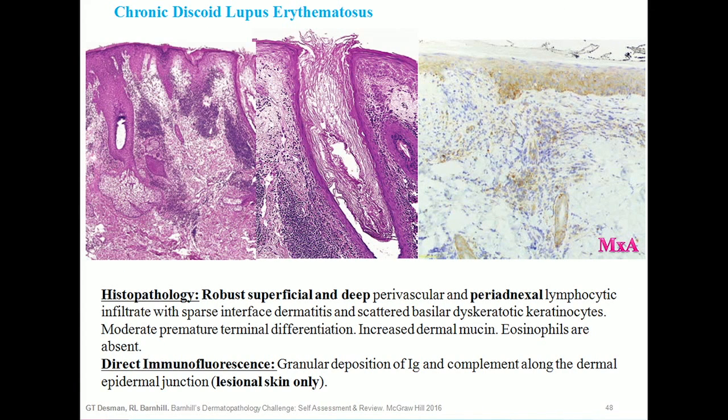Chronic discoid lupus is a very robust superficial and deep perivascular and periadnexal inflammatory infiltrate with interface dermatitis. Typically, you'll have follicular plugging as well. On DIF, you'll have a positive lupus band test in lesional skin only. And this is basically immunostaining here for MxA, which, remember, MxA is a marker for type 1 interferons.